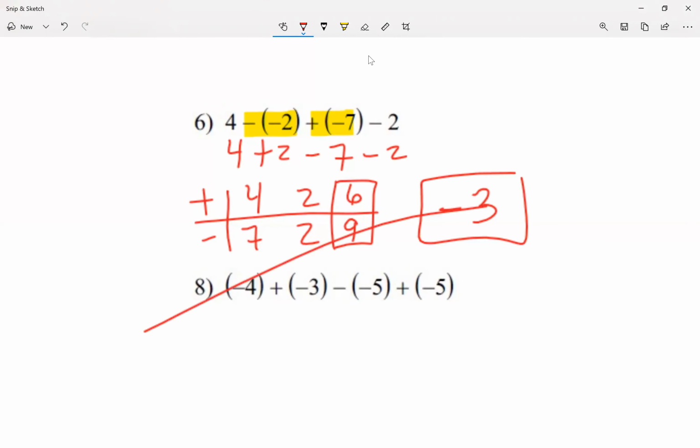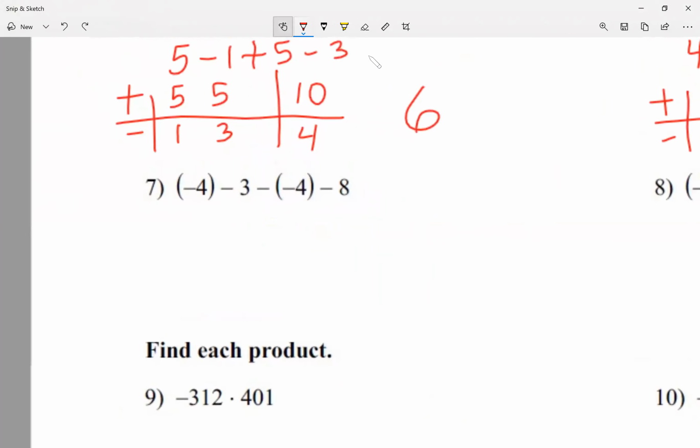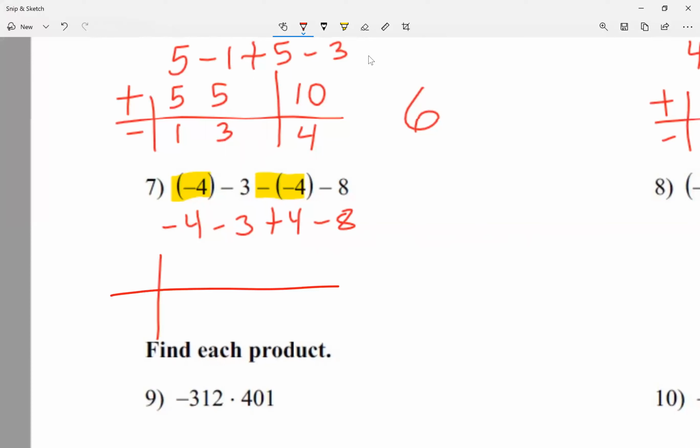Let's take a look at another example. Question number 7. Let me rewrite everything without parentheses. So this one is a negative 4. It's just a negative by itself, just one sign. So negative 4 minus 3 plus 4. Okay, now this is plus because look, my two signs are the same. And then minus 8. So I'm going to separate this, positives and negatives. First number is negative, so negative 4, negative 3, positive 4, and then negative 8.